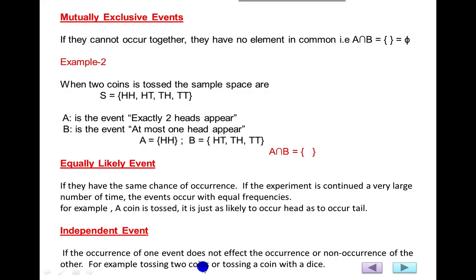For example, tossing two coins. If the first time head appears, the second time maybe head, maybe tail. First time maybe tail, second time head. First time maybe tail, second time also maybe tail. So both are independent. Same as if you're tossing a coin with a dice.